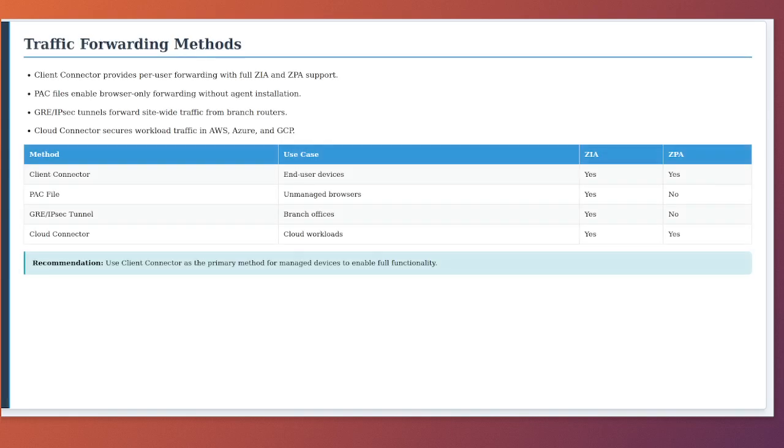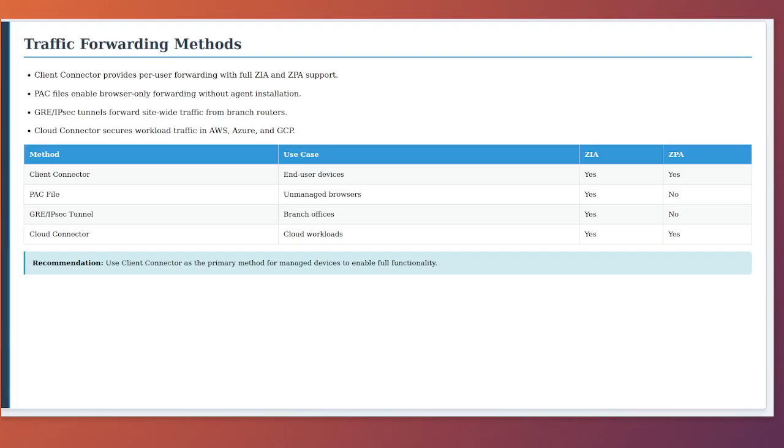Traffic forwarding methods. Getting user traffic to the Zscaler cloud is the first step in any deployment. Zscaler supports multiple traffic forwarding methods, each with different characteristics suited to different use cases. Understanding these options helps you design the optimal architecture for your environment.